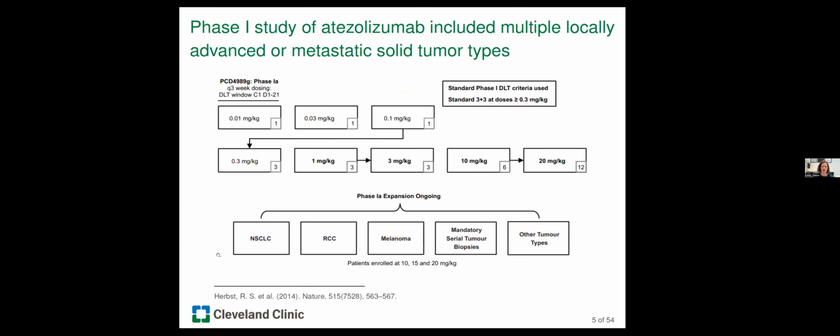And so a number of phase dose expansion cohorts were initiated, and the pre-planned ones were in non-small cell lung cancer, renal cell carcinoma, and melanoma. And then there was an option for some other tumor types in the expansion cohorts. And you can see on this schema that they looked at a number of different dose levels since the maximum tolerated dose hadn't been reached in the dose escalation phase.